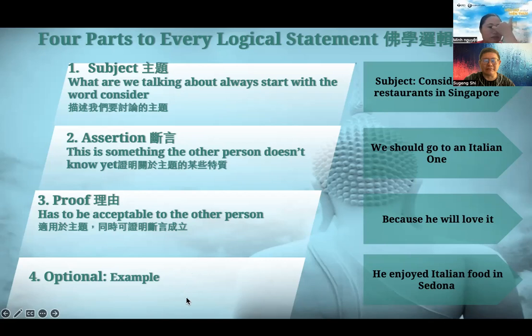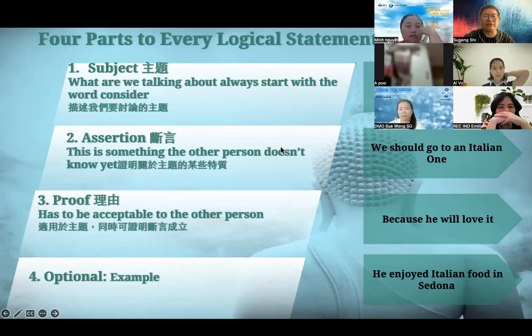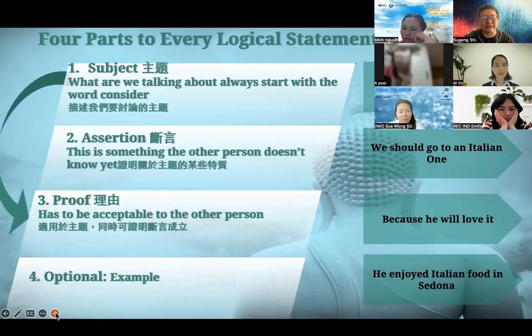The example is optional. It can be there, it can also not be there, okay? So these are the 3.5 elements. And then, of course, we have the 3 checkpoints. We are going to discuss them in the examples, but not here.